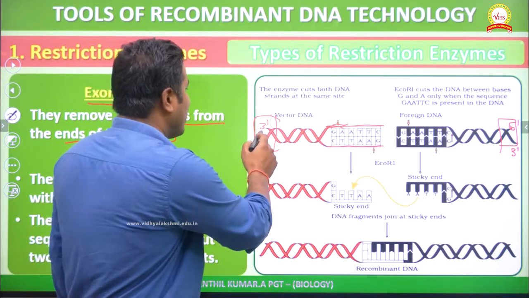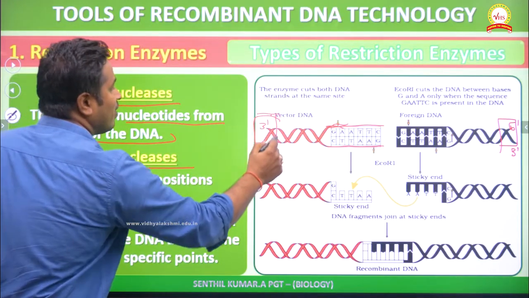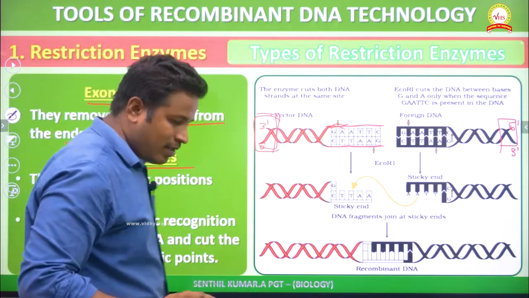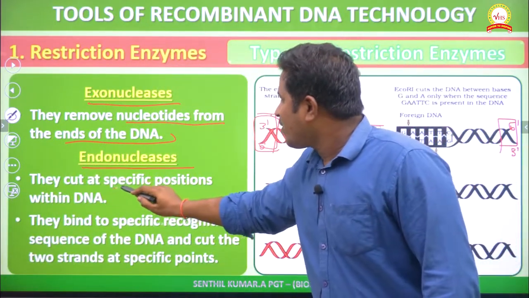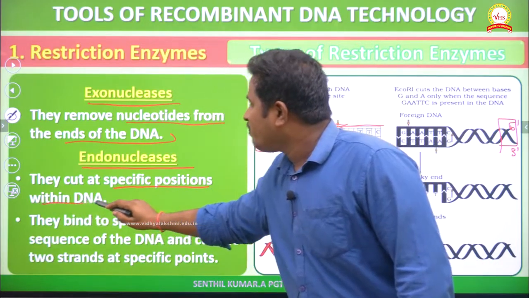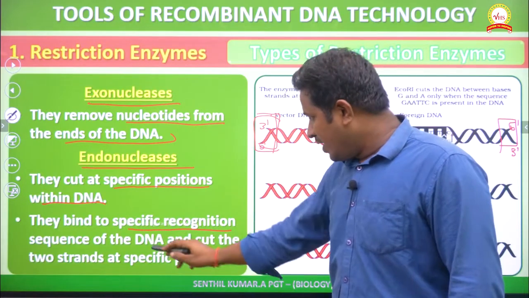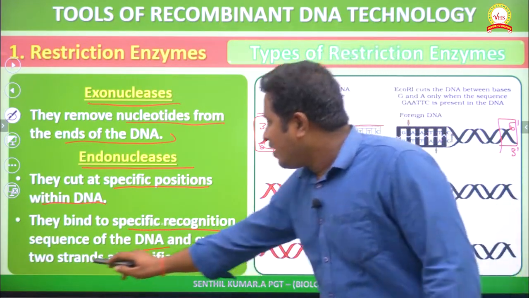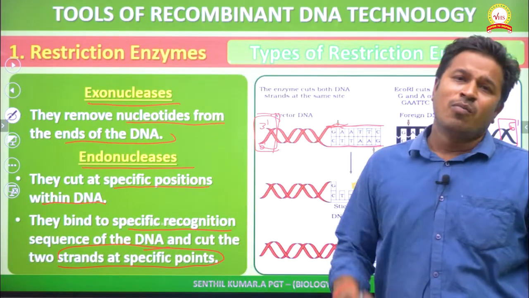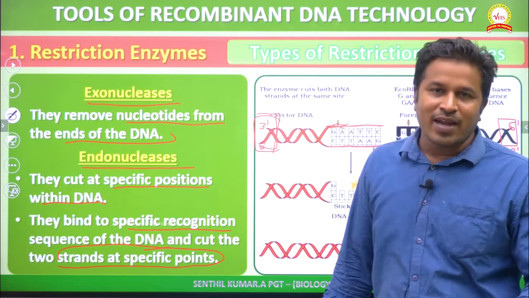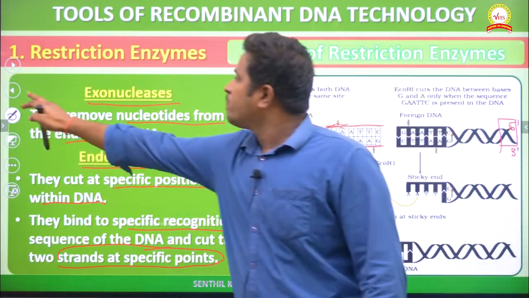So the exonuclease acts on the end and cleaves that. But the endonuclease is in contrast to that. It cuts at a specific position within the DNA. It binds to the specific recognition site of the DNA and cuts the 2 strands at a specific point. That is the beauty. It cuts both the strands. The DNA is double stranded, right? Both the strands together it will cut.